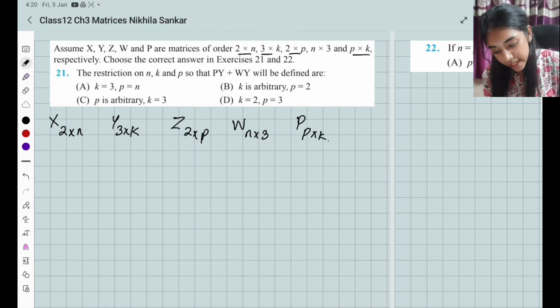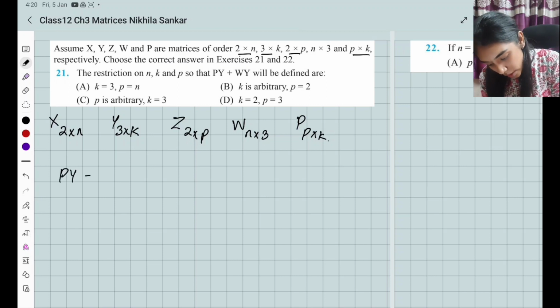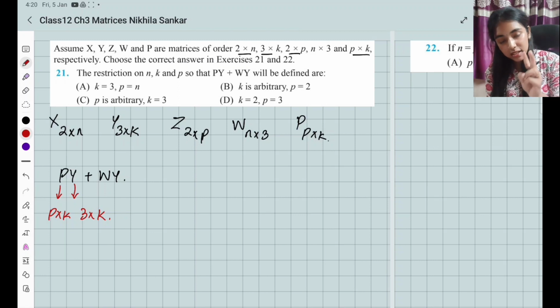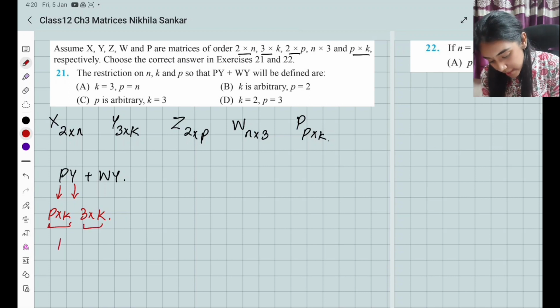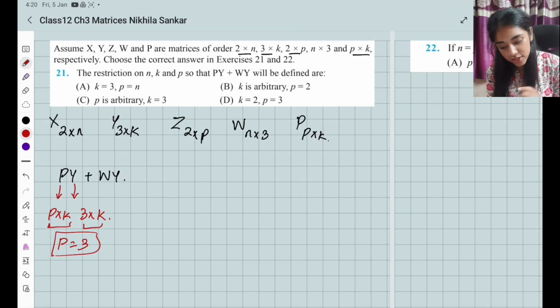The restriction on n, k, p so that PY plus WY are defined. So இப்போ PY னா அர்த்தம் P is p cross k and Y is going to be 3 cross k. ரெண்டு matrices ஆட் பண்ணோம்னா ரெண்டுமே ஈக்குவலா இருக்கணும் இல்லையா? They should be of equal order. So p by k and 3 by k. So from this I see that p should be equal to 3. Correct? So this is one condition.